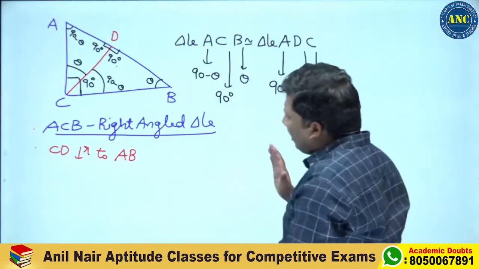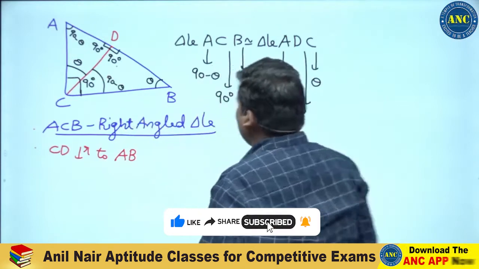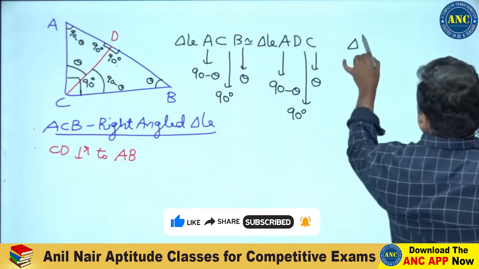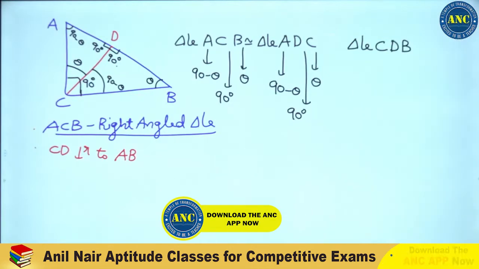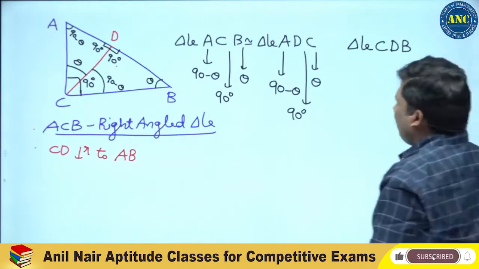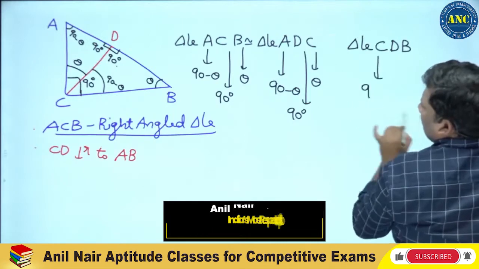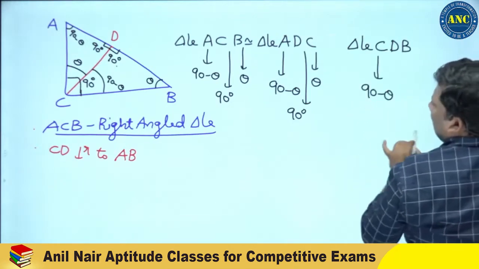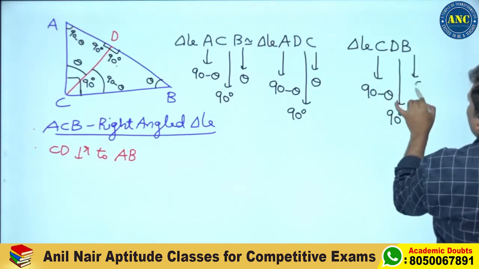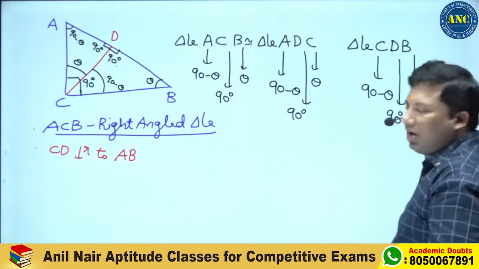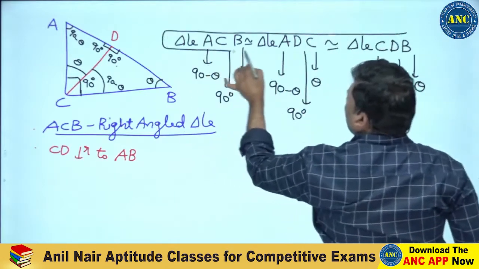Next one, where is 90 minus theta, 90, theta? So this will be 90 minus theta. C, 90 is D. 90 minus theta, DB. C is 90 minus theta. D is 90. B is theta. 90 minus theta, 90, theta. Are you all similar? So these three triangles are similar to each other.